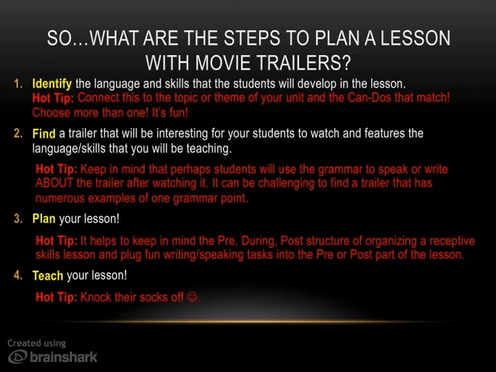Here at Rennert, our objectives are called can-do statements, so that's why that says that right there. Now, you may find that step one and step two, find a trailer, happen a little bit at the same time, because you might identify the language and skills and then look for a trailer that has that, or you may watch a bunch of trailers and find some that fit with your course book. So step one, identify the language and skills, and step two, find a trailer, sometimes happen at the same time.